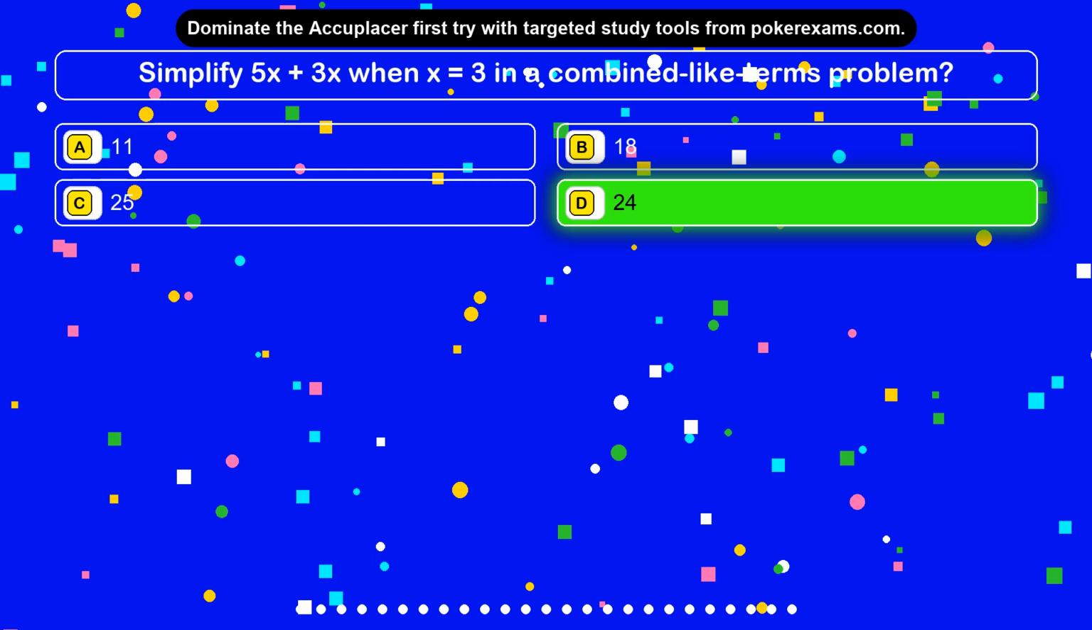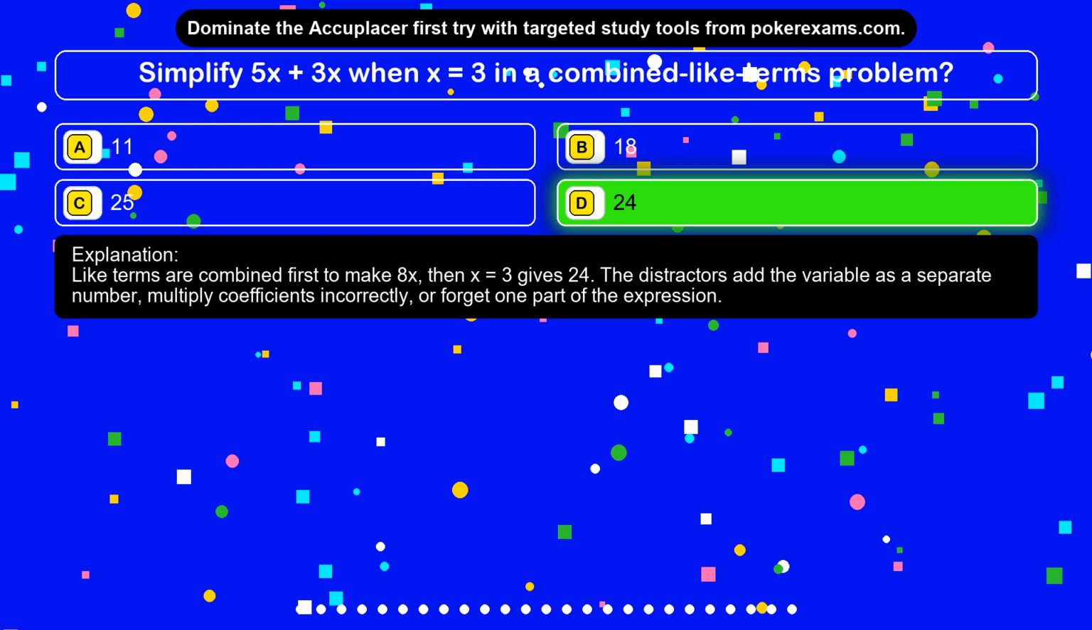The correct answer is option D, 24. Like terms are combined first to make 8x, then x equals 3 gives 24. The distractors add the variable as a separate number, multiply coefficients incorrectly, or forget one part of the expression.